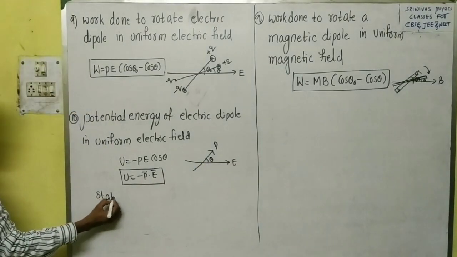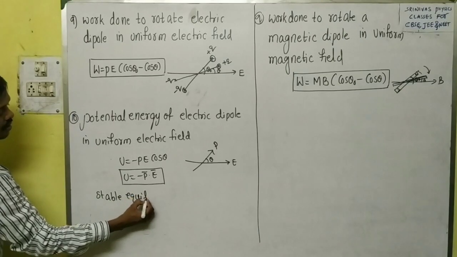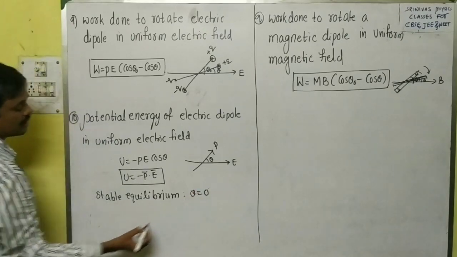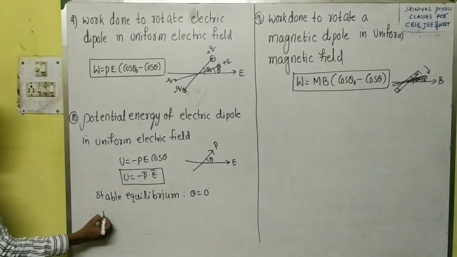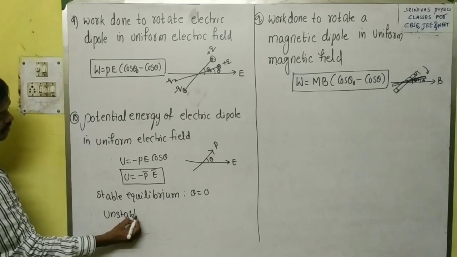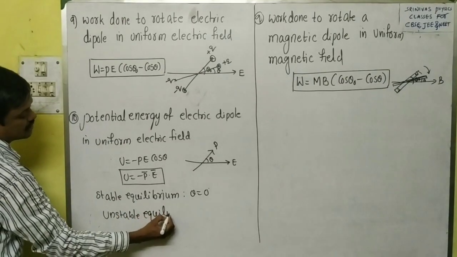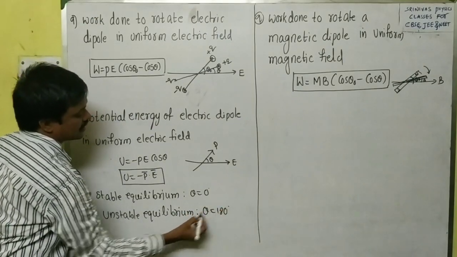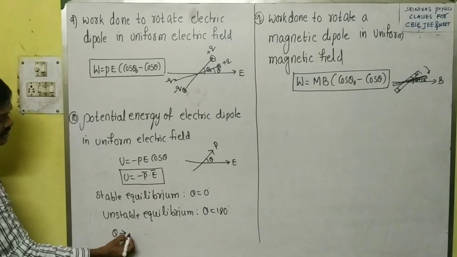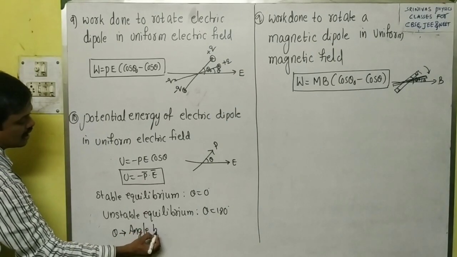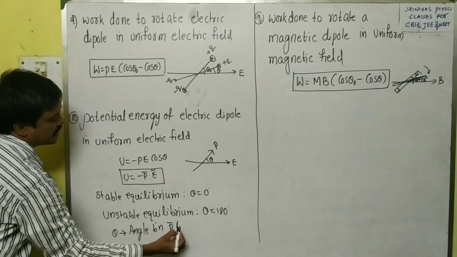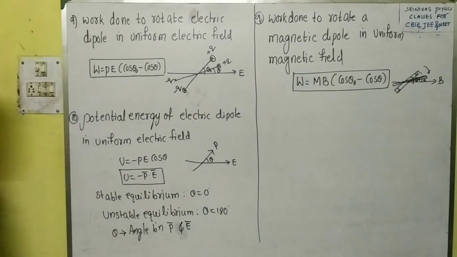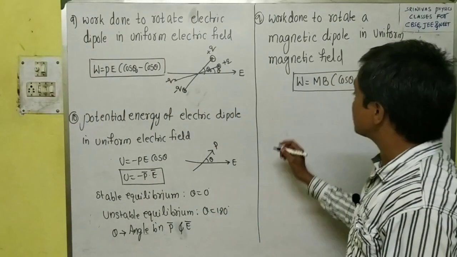For the stable equilibrium of the dipole, what is the condition? Theta must be 0, right? And for the unstable equilibrium condition, here we will get theta is 180. What is theta here? Theta is the angle between P bar and E bar.